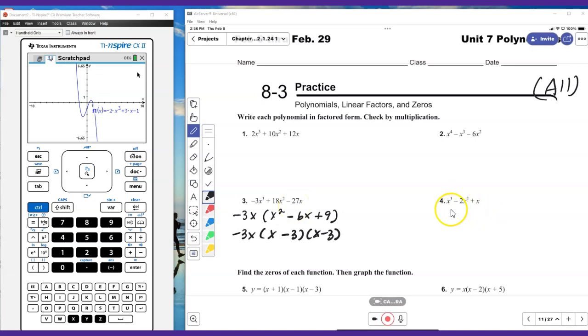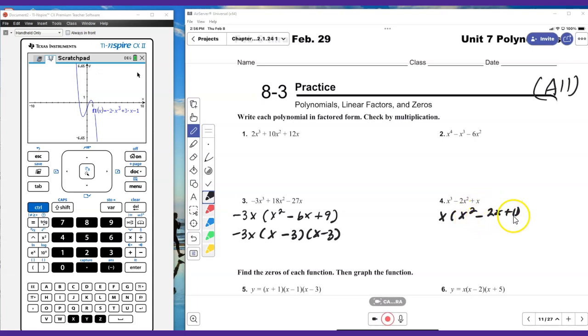Number 4, if you're going to factor x cubed minus 2x squared plus x, you have to find the common factor, which is x. So you have x squared minus 2x plus 1. That's your common factor. How can you check? x times x squared gives you x cubed. x times negative 2x gives you negative 2x squared. And then x times 1 gives you x.